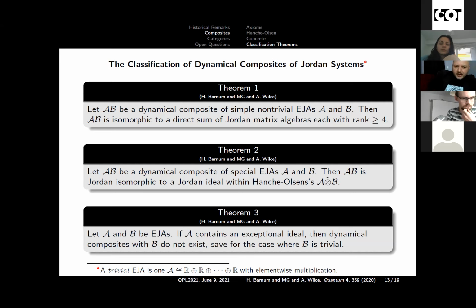So if I have two Euclidean Jordan algebras, no restrictions. And if A contains an exceptional ideal, meaning that there's a direct summand of A isomorphic to the 3x3 self-adjoint octonionic matrices, then dynamical composites with B do not exist, except when B is trivial or classical. You can take this as meaning that octonionic systems can compose with classical systems, but not quantum systems, or not real quantum systems, or not quaternionic quantum systems. Okay, this is okay.